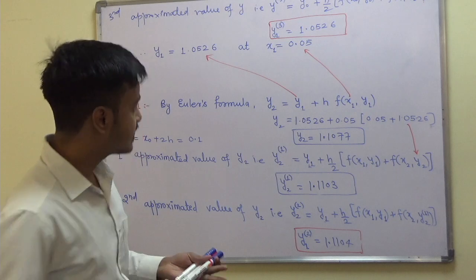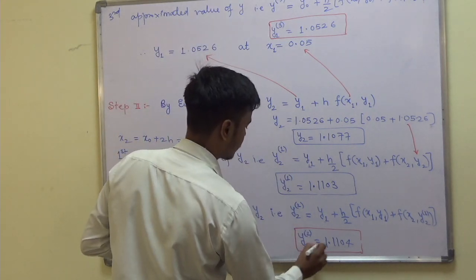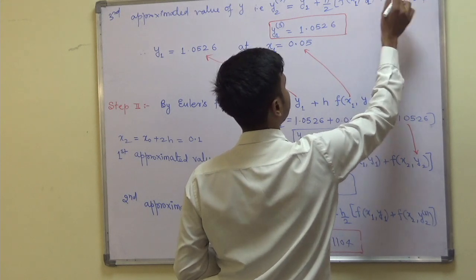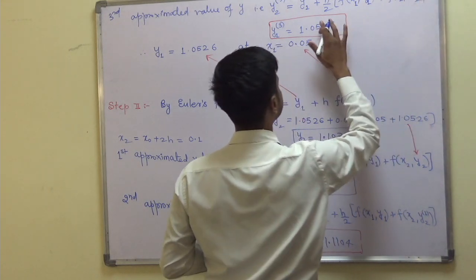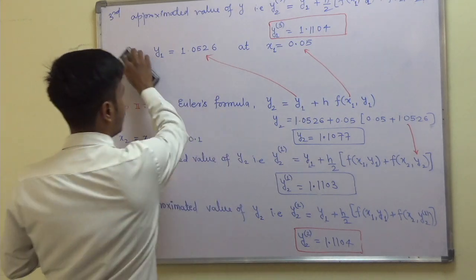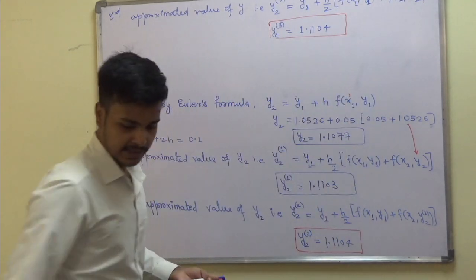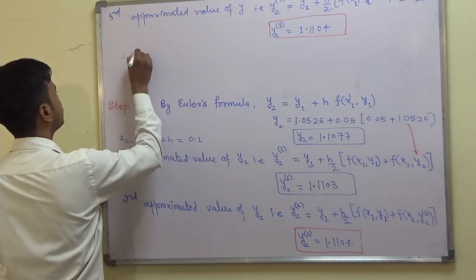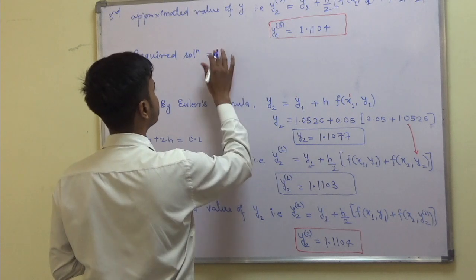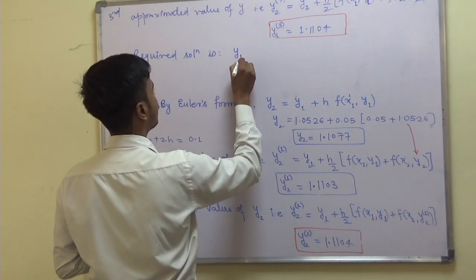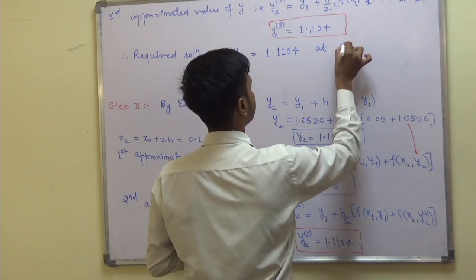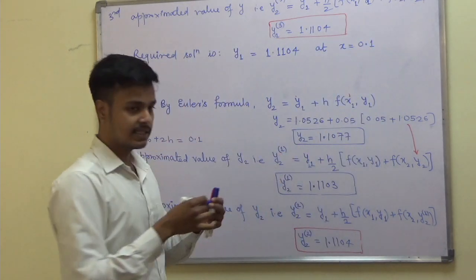So this is given by y23 is y1, x1, y1, x2, y2, and this will surely give you 1.1104. So at last you can write down your final answer as the required solution. Therefore, the required solution is y1 is equal to 1.1104 at x is equal to 0.1. So this is the final solution.